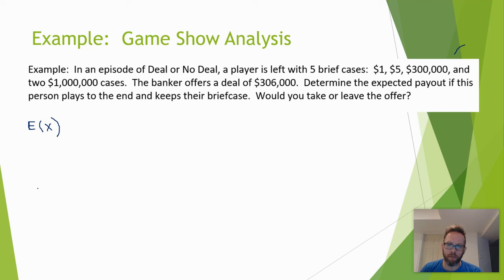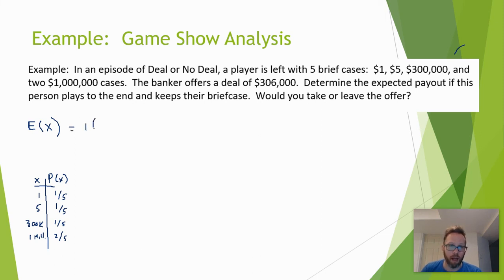If you would like to, down below, you can make a tiny little table with outcome and probability. So you can get $1, $5, 300,000, or 1 million. And there's only 5 cases. One of the 5 is $1, one of the 5 is $5, one of the 5 is 300,000, and 2 of the 5 are $1 million. So we can find an expected value here.